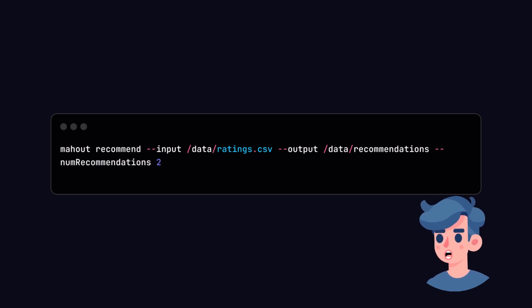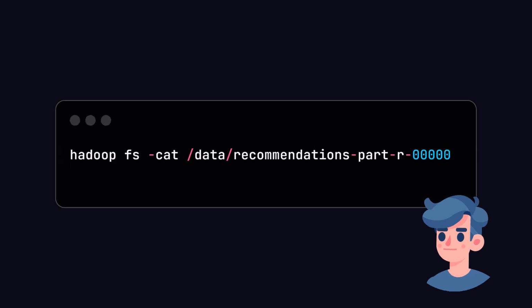In Mahout, we typically use the Mahout command in the terminal. Let's run the command. This command will read our ratings data from HDFS and output recommendations to the specified output directory. Let's check the output to see our recommendations.